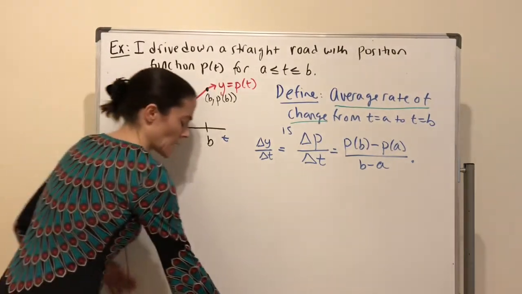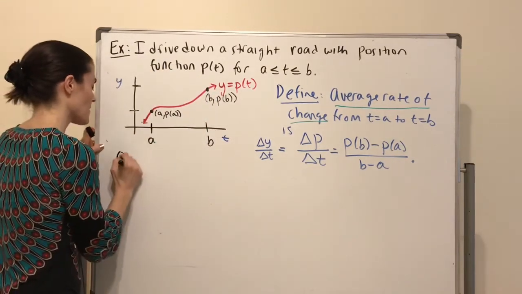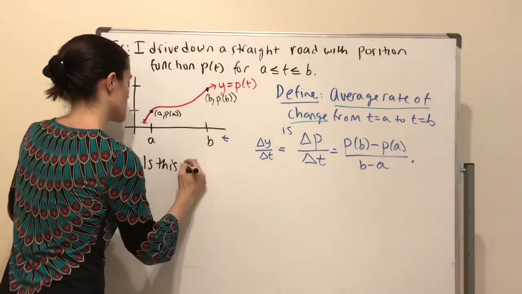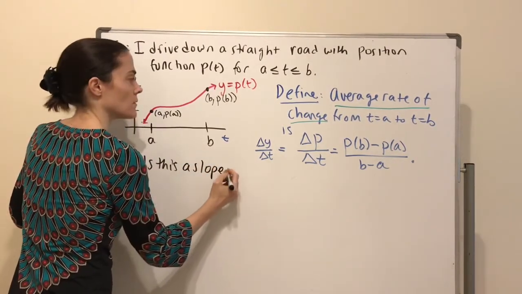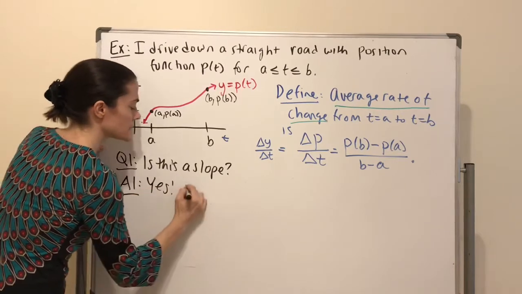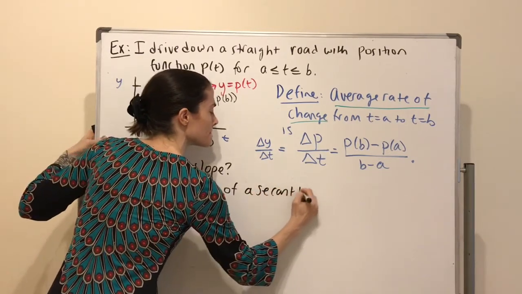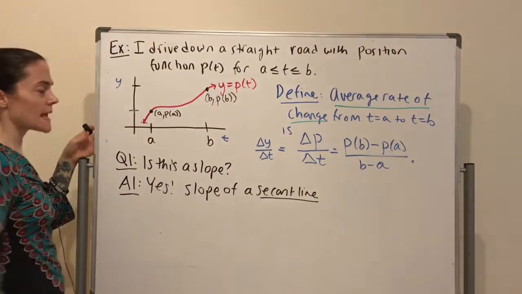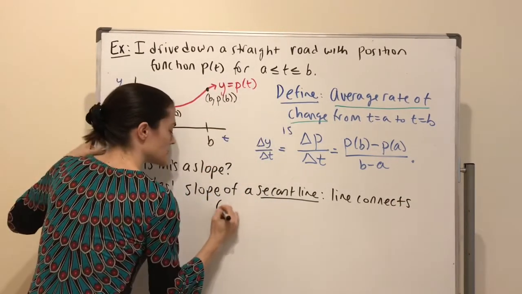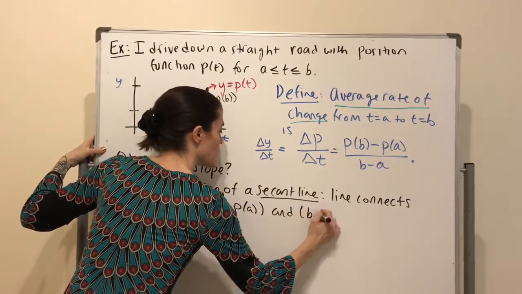Okay, so question 1, is this a slope? Well, the answer is yes. I already told you moments ago that every rate of change is really a slope. In fact, this is the slope of what's called a secant line. And what is a secant line? It's just the line that connects the points A, P of A and B, P of B.